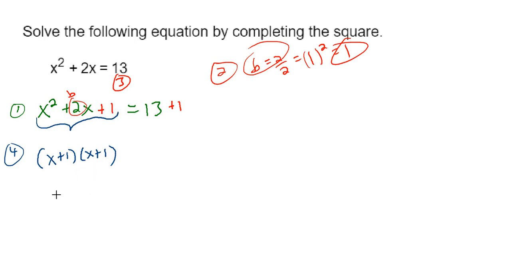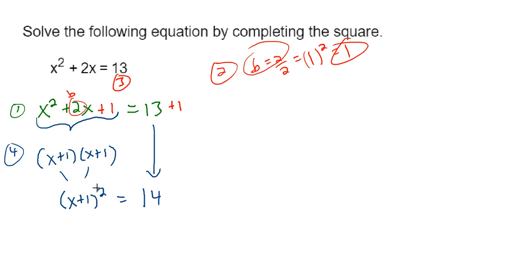Because we get the same factor twice, this is really important that you write it this way. Otherwise, you're not going to be able to complete this problem. You want to write this as x plus 1 squared. Because you're getting the same factor twice, write it as that factor squared equals the right-hand side here, which is 14. So we'll go ahead and copy that down. So that's step 4.